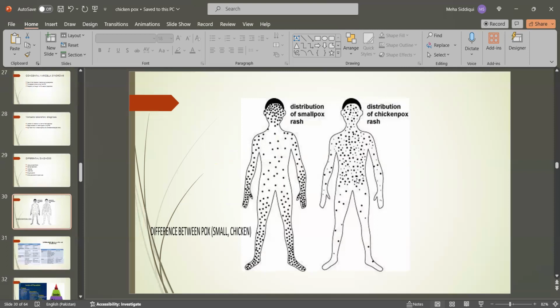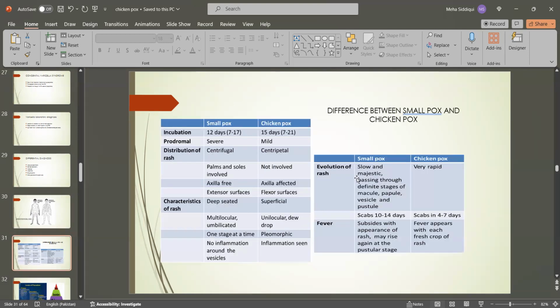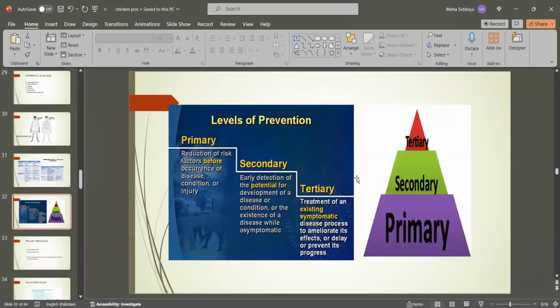This is the picture showing the difference between smallpox and chickenpox appearance. These are the main differences between smallpox and chickenpox. The main difference is that the distribution of rash in smallpox is centrifugal, however, in chickenpox it is centripetal. Palms and soles are involved in smallpox, however, in chickenpox, palms and soles are not involved. And the characteristic of rash in smallpox is deep-seated, however, in chickenpox it is superficial.